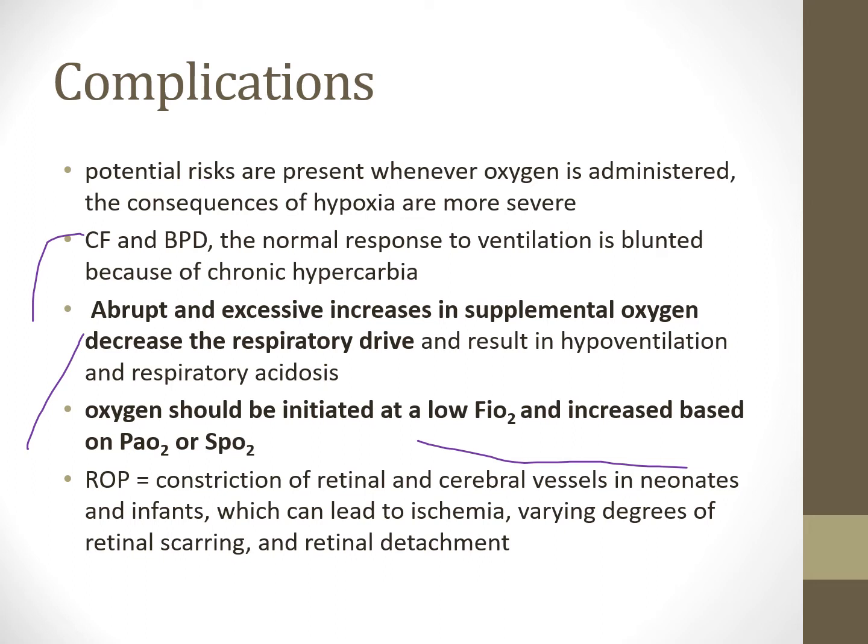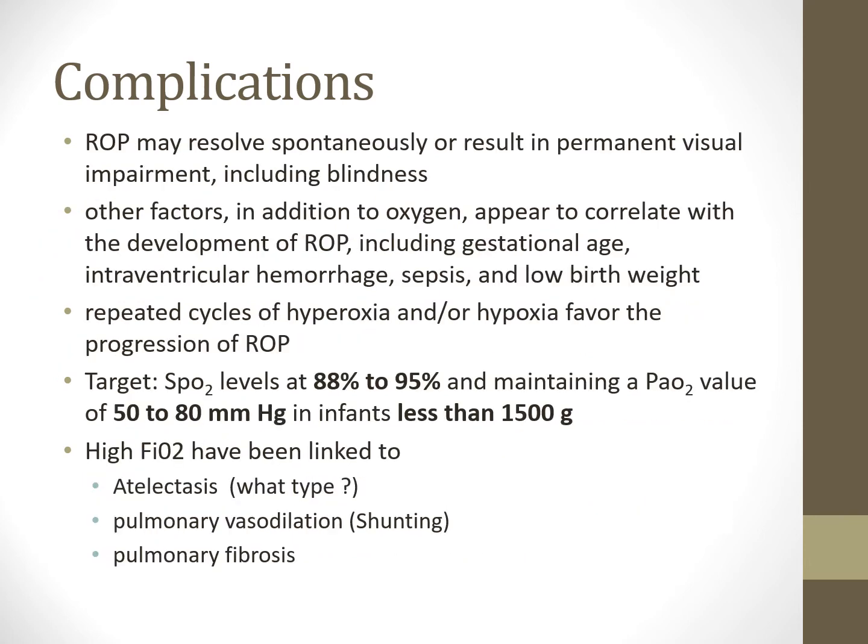Because one of the things that you could eventually develop is what's called retinopathy of prematurity. This means there's a constriction of the retinal and cerebral vessels in the neonates that can lead to ischemia, which means they could have retinal scarring or even retinal detachment. That would be blindness. There are procedures we can do if we start to see ROP on these infants to help stop them from retinal detachment, but hopefully we won't get there. So try to avoid excessive PO2s on your baby.